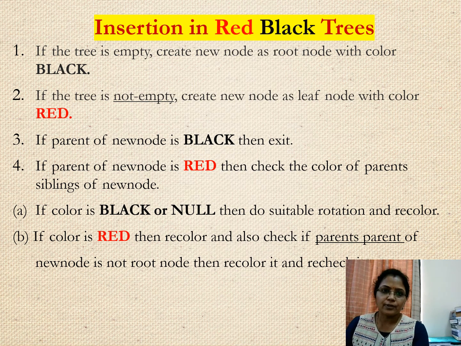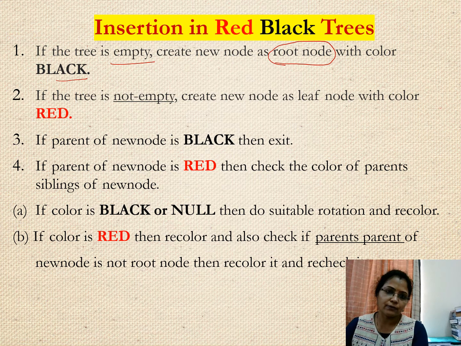So the steps for insertion in red-black trees. The first step is that if your tree is initially empty, then whatever new node you create, the first node will be the root node and the color will be black. Why? Because the first requirement of a red-black tree is that the root node must be a black node. So whatever first node you create will be a black node.